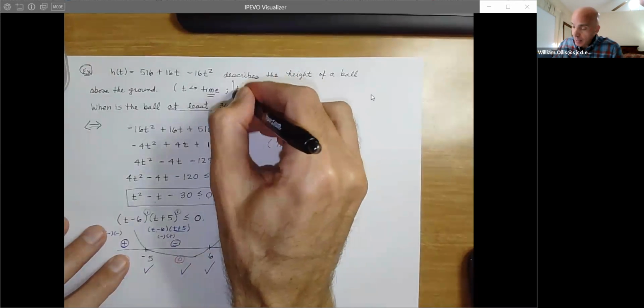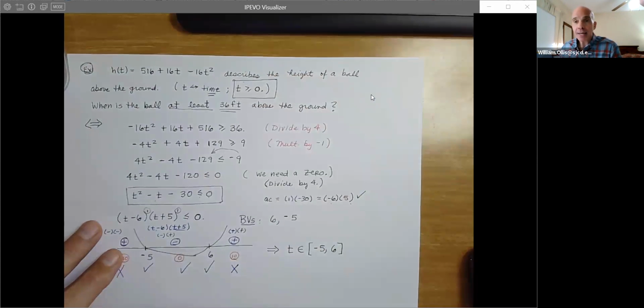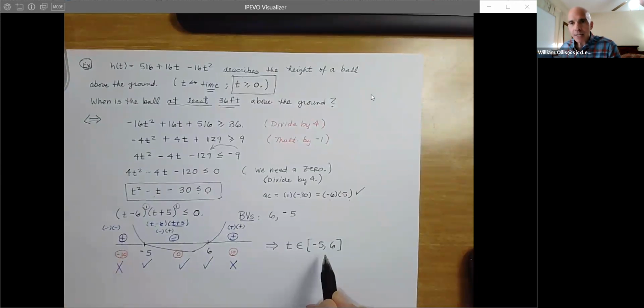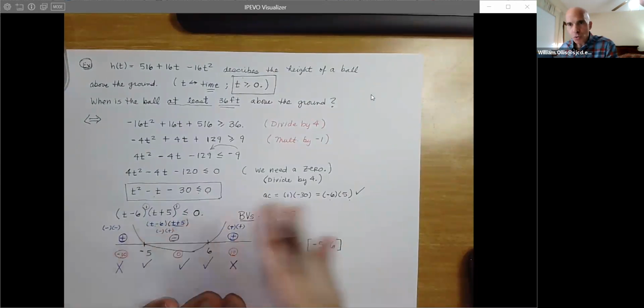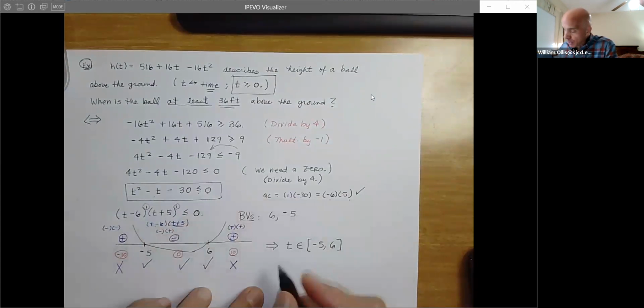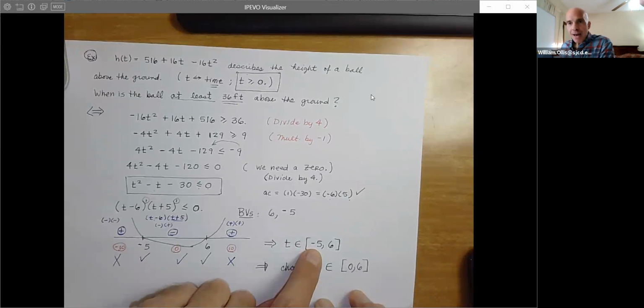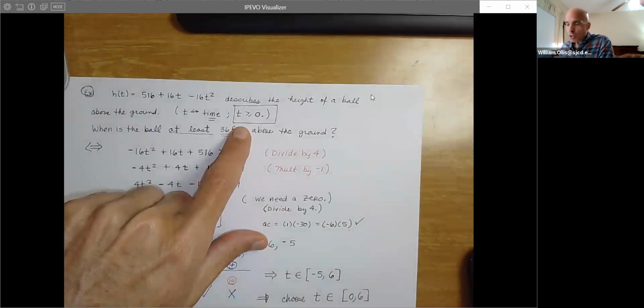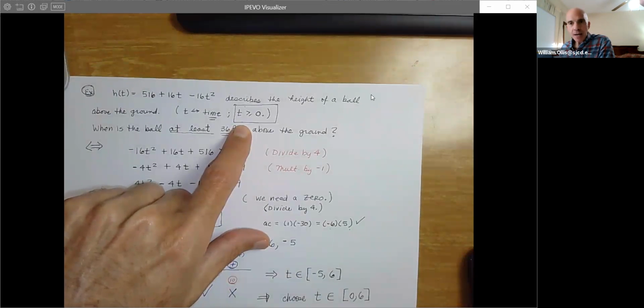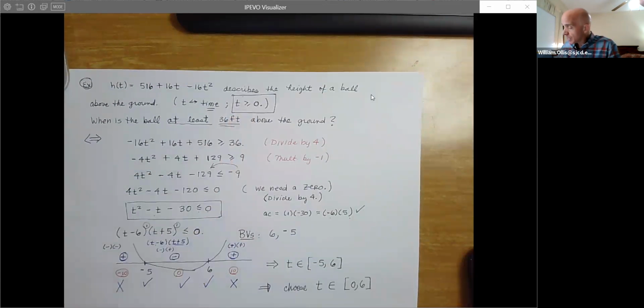Here is the key. The time must be non-negative. So we can't include negative times. So we've got to restrict to the non-negative. So this implies choose t in the following set, 0 to 6. So the negative values of t do not correspond to our reality that we have t non-negative. So when we complete the problem, we go from here to here.